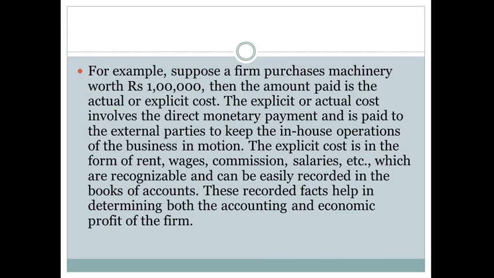So these kinds of costs are explicit costs. For example, suppose a firm purchases machinery worth rupees 1 lakh, then the amount paid is the actual or explicit cost here. The explicit cost or actual cost involves the direct monetary payment and is paid to external parties to keep the in-house operations of the business in motion. Whatever costs are paid to keep the in-house operations in motion are treated as explicit costs. The explicit cost is in the form of rent, wages, commission, salaries, etc., which are recognizable and can be easily recorded in the books of accounts.